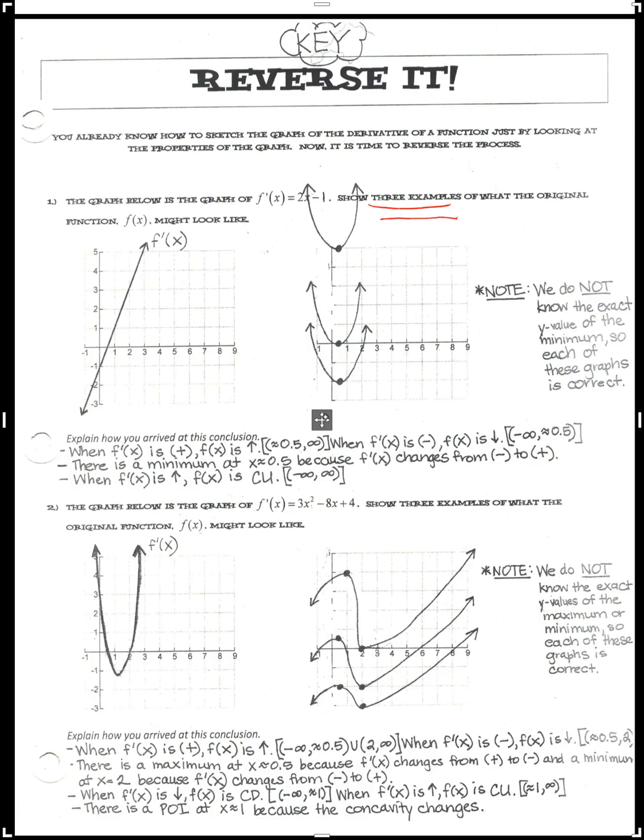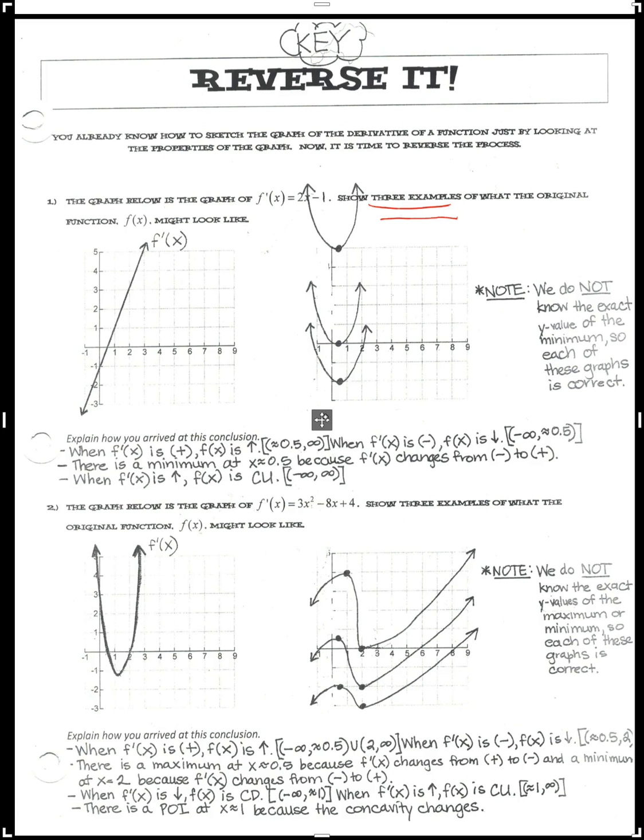Remember that the graph 2x minus 1, it could be vertically translated on the y-axis into multiple locations, and it would still have this derivative. Okay, so there's more than one possible answer, but they all have the same shape and the same key features. So let's take a look at what some of those key features are.